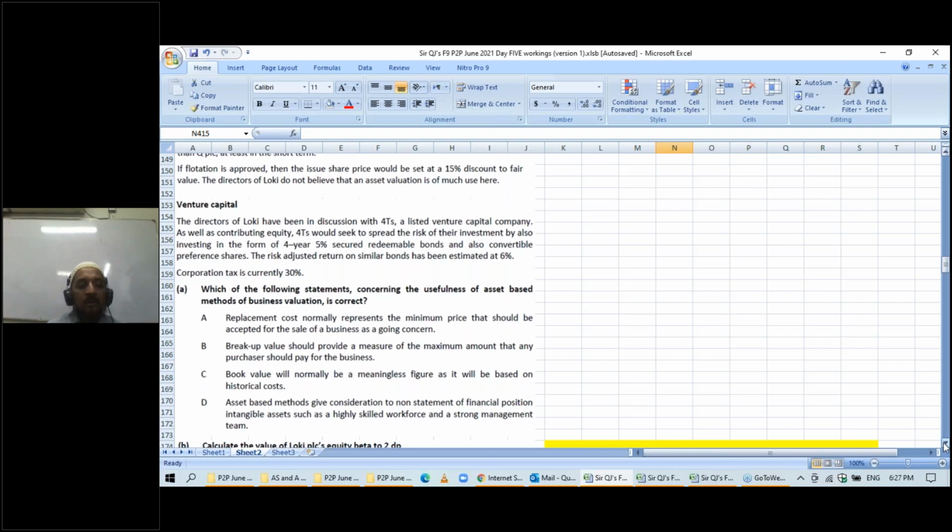Next, book value. So A and B both are incorrect. Book value will normally be a meaningless figure as it will be based on historic cost. This is correct. Book value is meaningless. Transactions occur on a fair value basis. So this is the correct one, C.